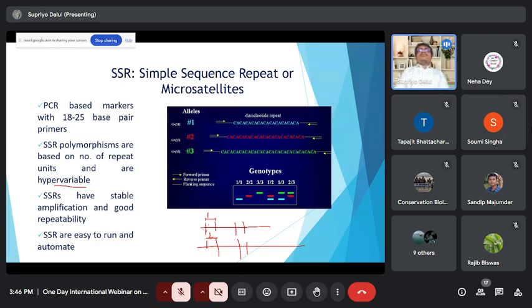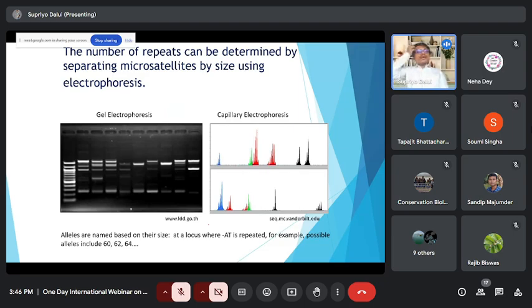So that is why we try to use STR markers, because they are easy to use and also cost effective. And when we try to study a big population, or when we try to understand the number of individuals in the population, in that case microsatellites are most cost effective.